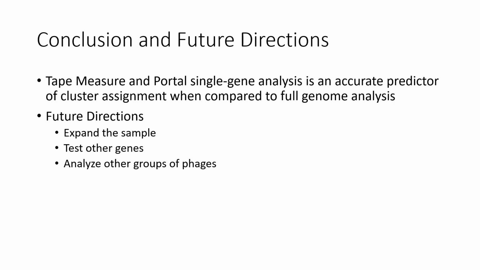They should also look to test other genes. Some candidate genes might be tail chaperone genes or tail assembly genes that seem to be ubiquitous and somewhat conserved throughout all phages. They also might look to analyze other groups of phages. An example of another group of phages that might be of interest are coliphages that infect E. coli.